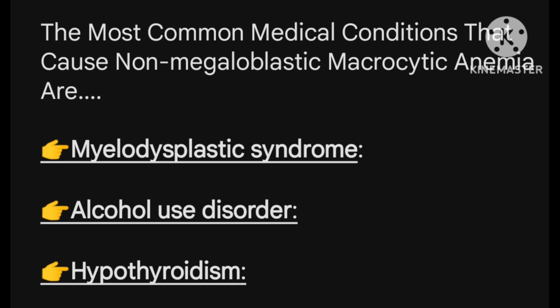First one is myelodysplastic syndrome. This is a group of disorders that happens when something goes wrong with our bone marrow and it does not make healthy blood cells. Second one is alcohol use disorders. Drinking excessive amounts of alcohol can keep our body from absorbing vitamin B12. Third one is hypothyroidism. This condition affects our thyroid function and may be linked to macrocytic anemia.